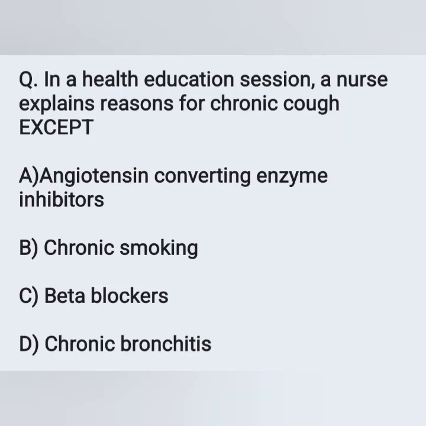Move on to the next question. In a health education session, a nurse explained the reasons for chronic cough. Except. Options. Option A. Angiotensin converting enzyme inhibitors. Option B. Chronic smoking. Option C. Beta blockers. Option D. Chronic bronchitis.